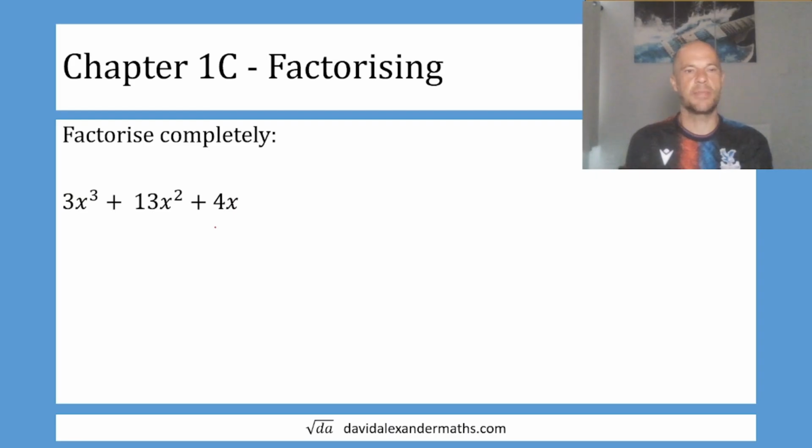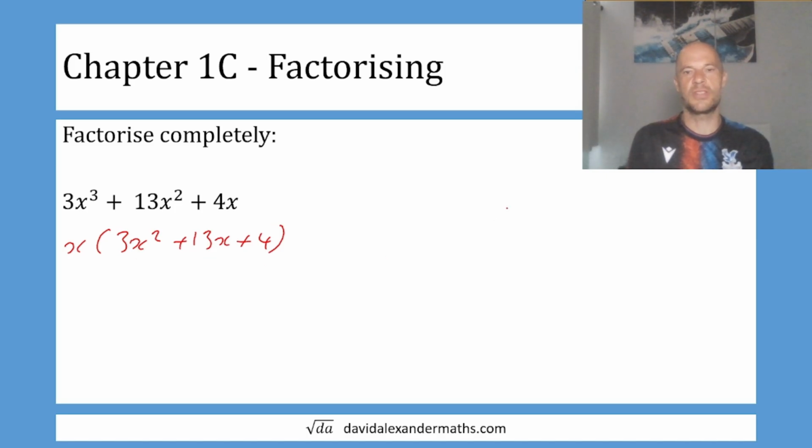Okay, factorise completely. 3x cubed plus 13x squared plus 4x. Now first of all, I can see we've got an x in all of them, so I can divide through by x. So that will leave me 3x squared plus 13x plus 4. Now I just need to factorise this.